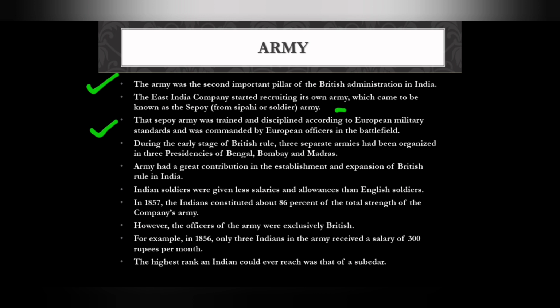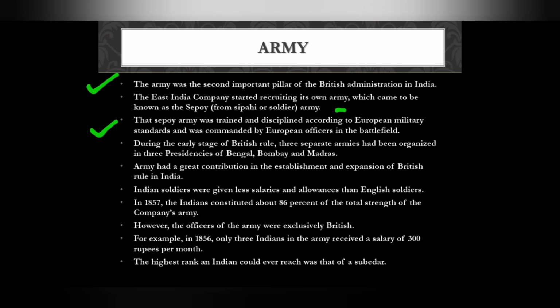by European officers in the battlefields. The Sepoy army was trained and disciplined according to European militaries. These were disciplined according to which military? European military standard, and was commanded by European officers in the battlefield.